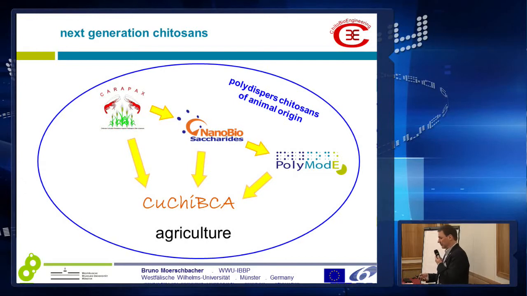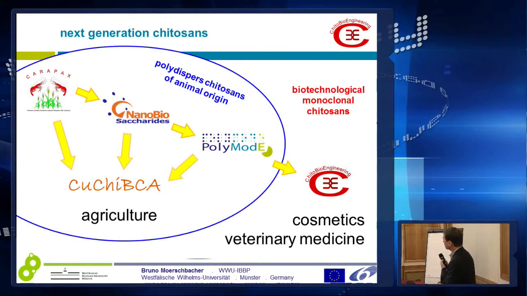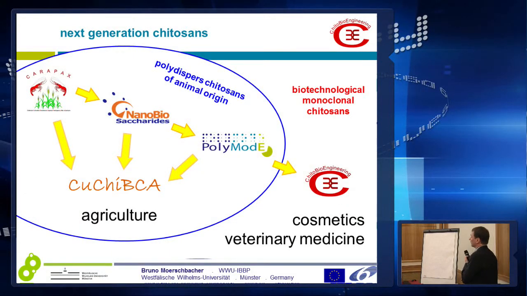Now, in the current project, we are trying to improve on this by moving towards the biotechnological production of chitosans, and now not mixtures of chitosans, but monoclonal chitosans, where we would have a single bacterial clone, which can produce a very specific chitosan oligomer of defined architecture, which we can then try and use in different types of high-price applications.